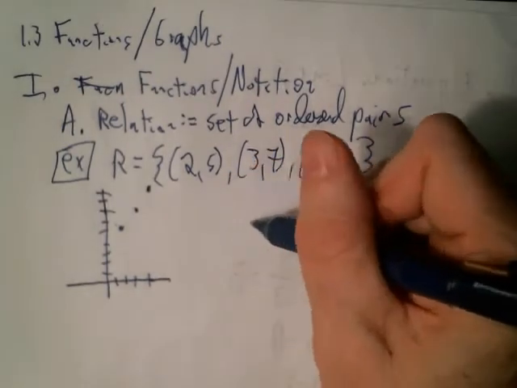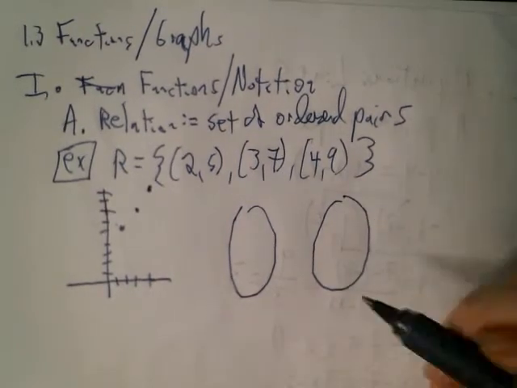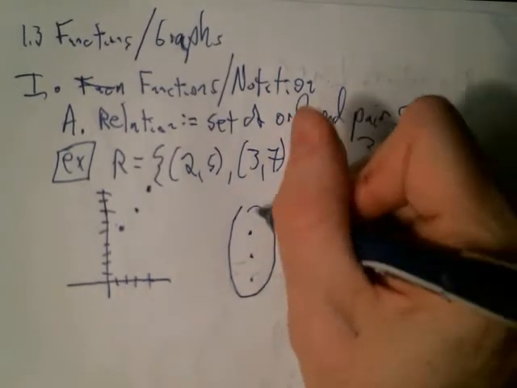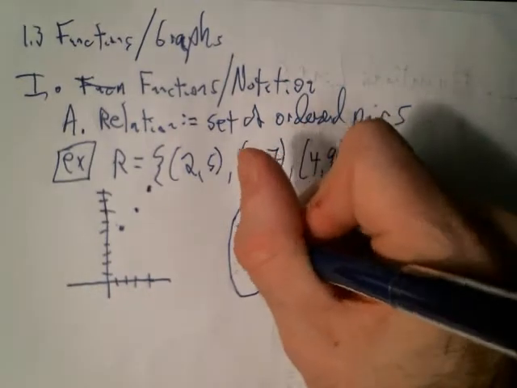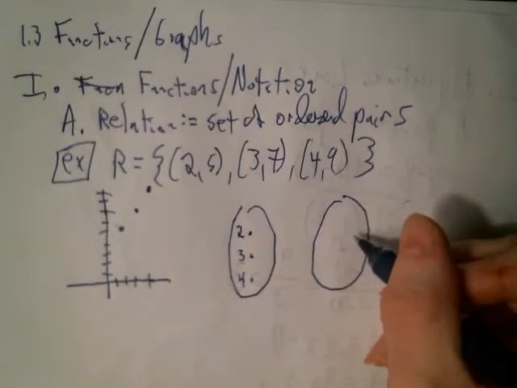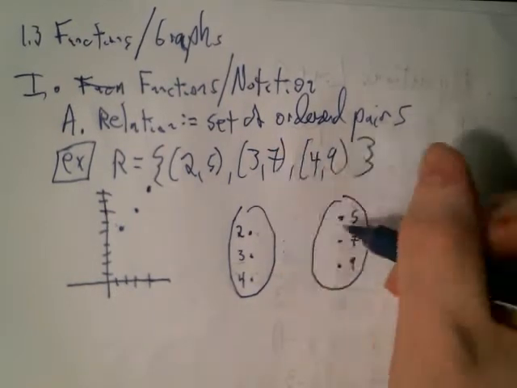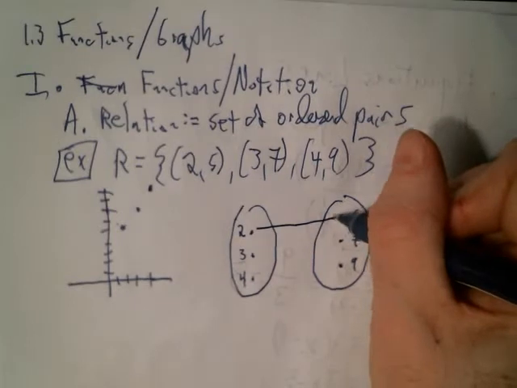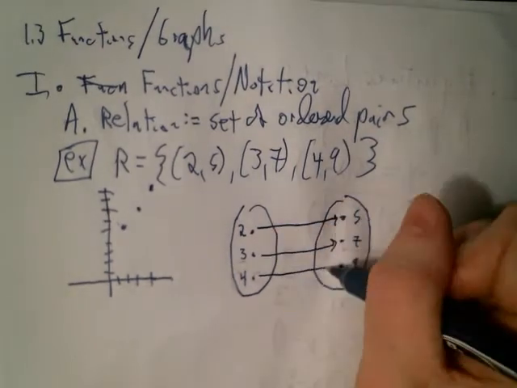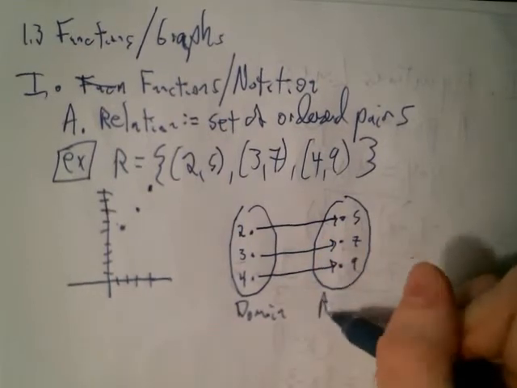Another way you can do these when you only have a finite number of points is through arrow diagrams. So this first bubble is the domain, and you'll list the x coordinates, the first coordinates in each pair. So 2, 3, and then 4. And this guy would be the range, and you're going to list all the y coordinates over here, so 5, 7, 9, and then draw an arrow to them if they are in the same parentheses. So 3 goes to 7, and then 4 goes to 9. Okay. So this is the domain, and over here is the range.